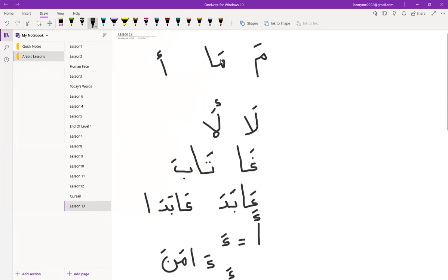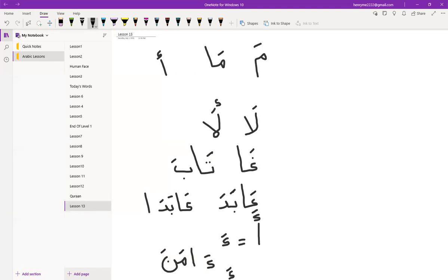If the fatha comes on a letter and after it comes an alif with no hamza, you'll have to double the sound. For example, ma, it will be maa; la, it will be laa. Now today, inshallah, we will learn another concept.